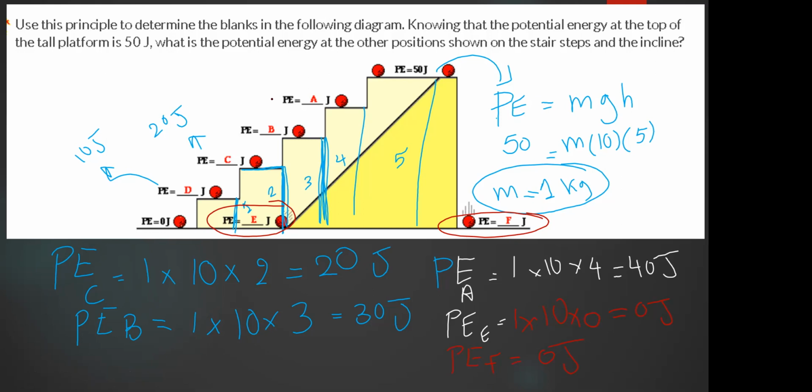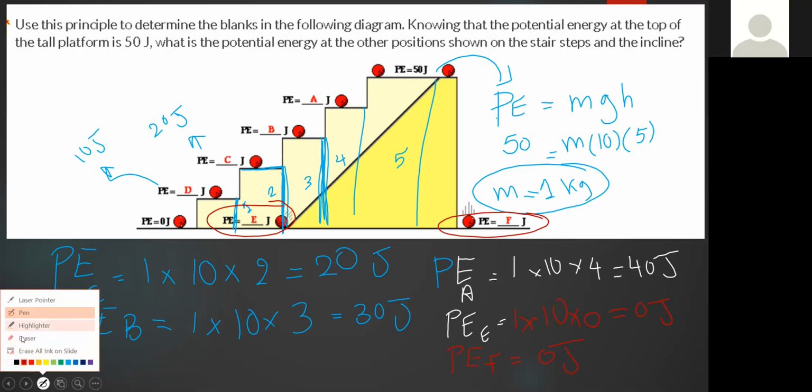This is how to find the potential energy. We must look at the vertical height. Is it clear? Yes.